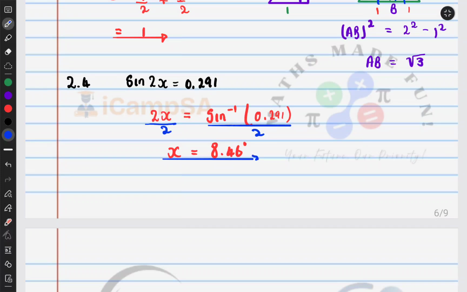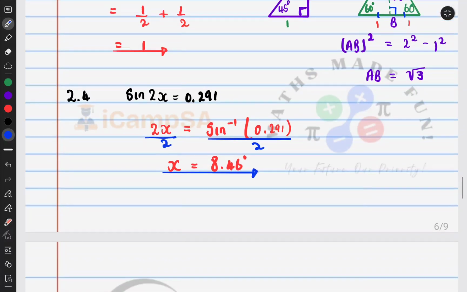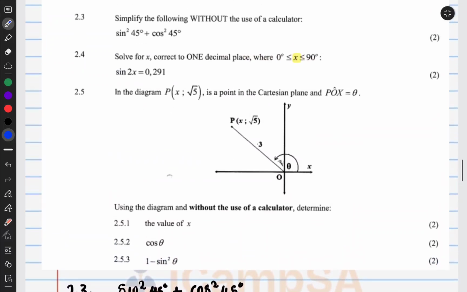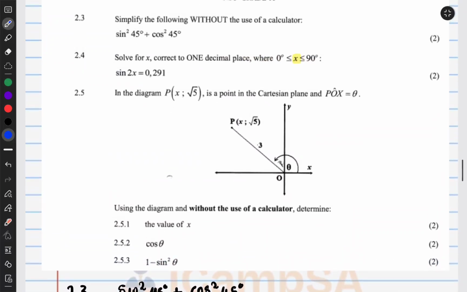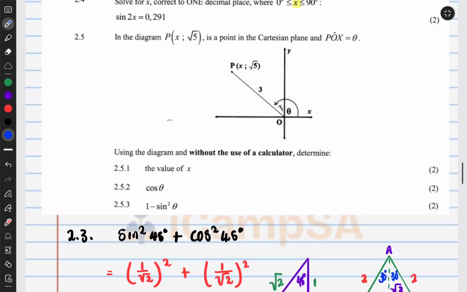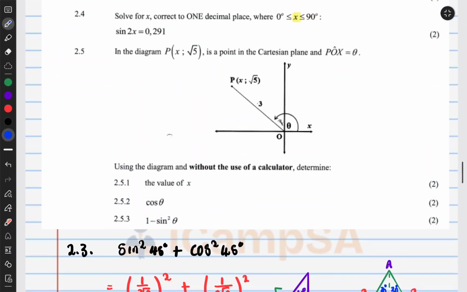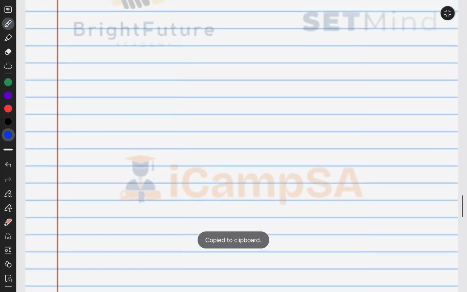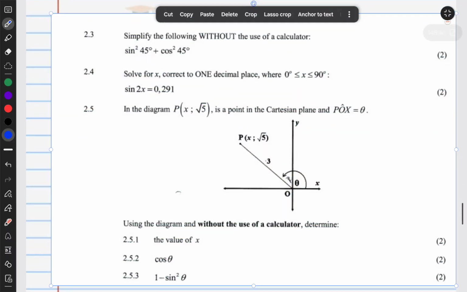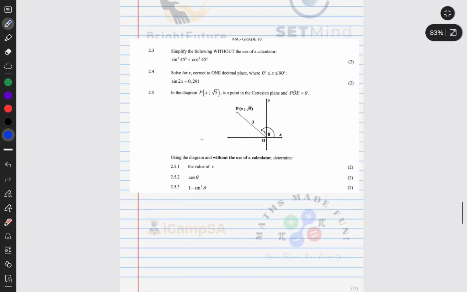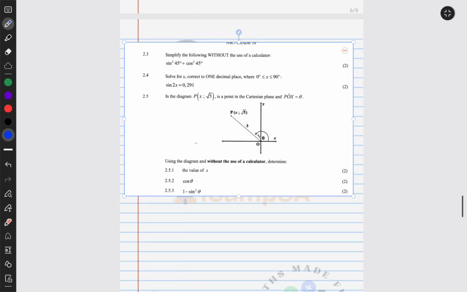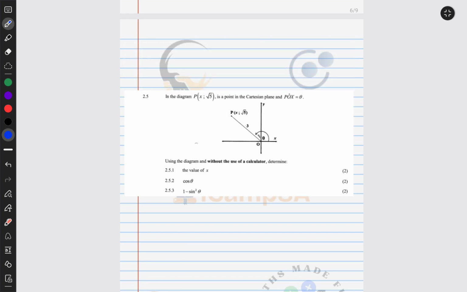8.46 degrees. That is our x, and it makes sense because remember that we were told that x is between 0 and 90 degrees. Okay, and then for 2.5, let's in fact copy. Let's come here. This is our 2.5. We'll just focus on 2.5.